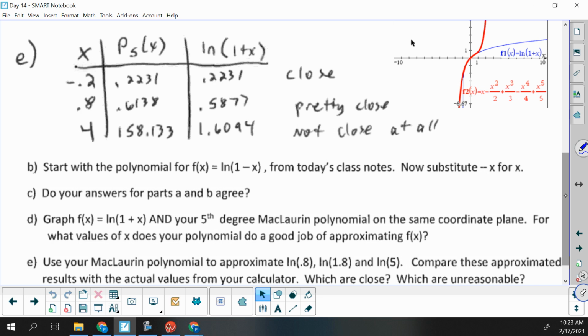And these were our Maclaurin polynomials, so our center was at 0. So notice the negative 0.2 is closest to our center. That's why that's the best approximation. 0.8 a little further away, not as good. 4 is really far away, not good at all.